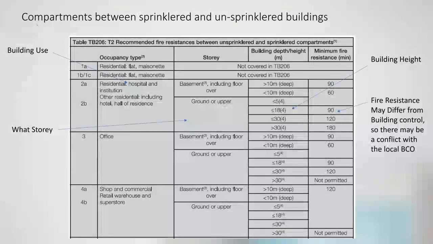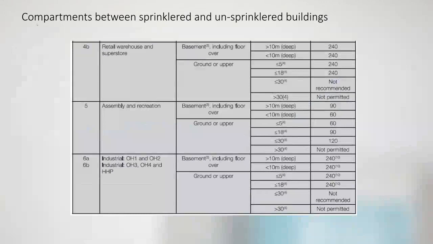Now it's worth noting that if you look at the office and you come across the ground and upper above 30 metres, an office block over 30 metres, it's not permitted. The fire resistance, that means that you've got to have fully sprinklered buildings. And it goes on and on. So you can look through TB 206 if you get your hands on it and see what you can implement.